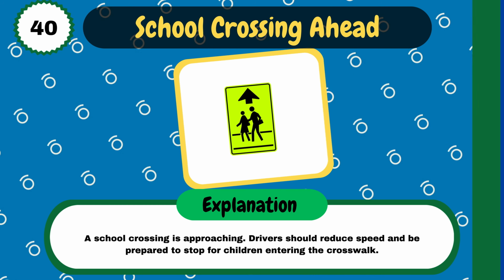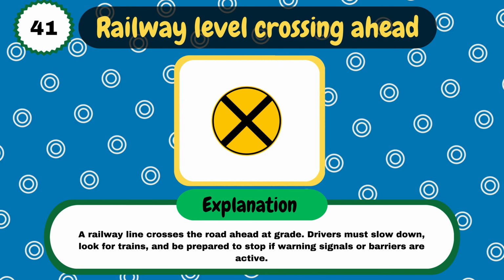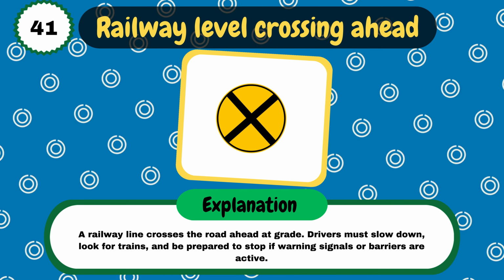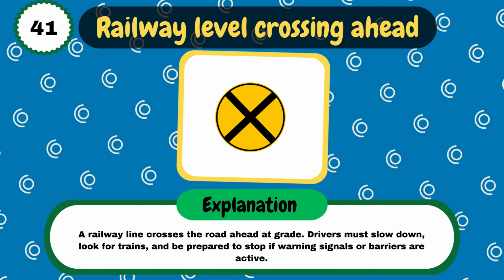This is the railway level crossing ahead sign, and it means you are approaching a railway track that crosses the road at the same level. Drivers must slow down, look and listen for oncoming trains, and stop if signals or barriers are active.